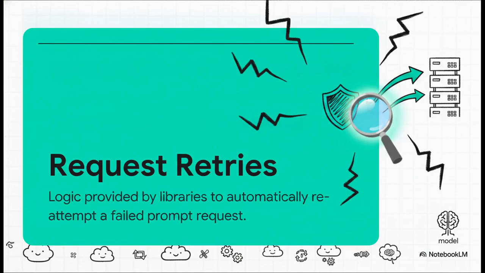retries. Both those lightweight wrappers and the high-level frameworks we discussed earlier have built-in mechanisms to automatically catch these failures and reattempt the prompt request. They typically use a concept called exponential backoff. The system waits a short time, tries again, and if it fails again, it waits a slightly longer time, often throwing in a bit of random delay called jitter, just so it doesn't overwhelm the server.